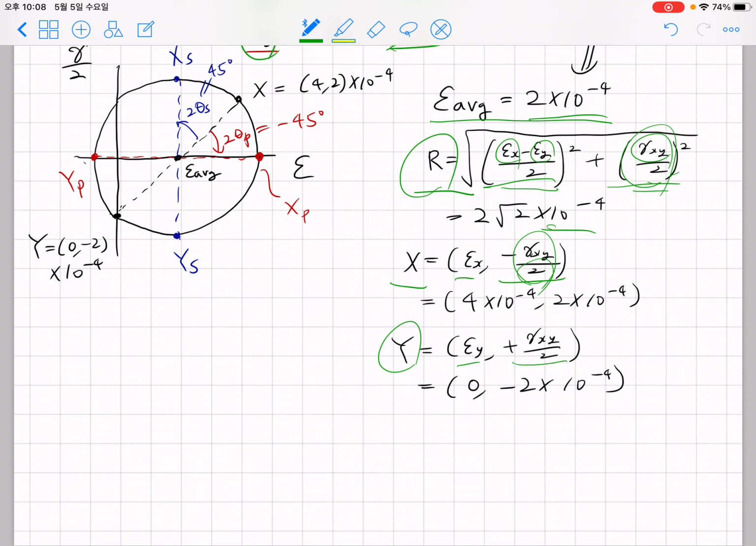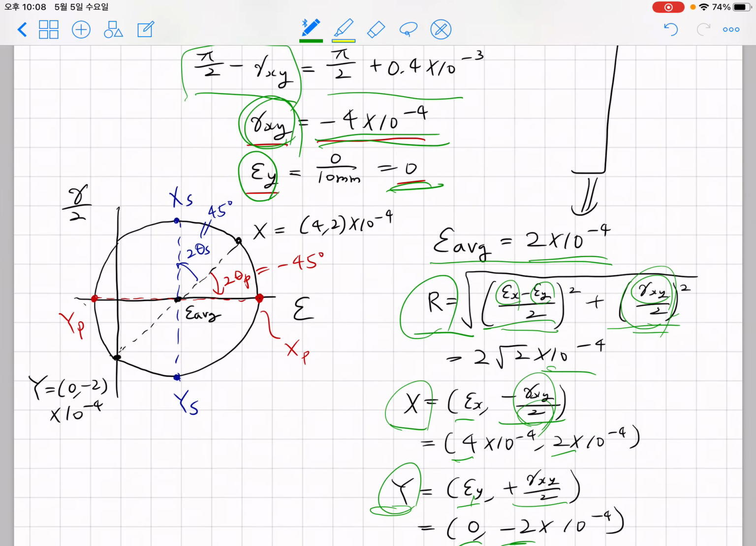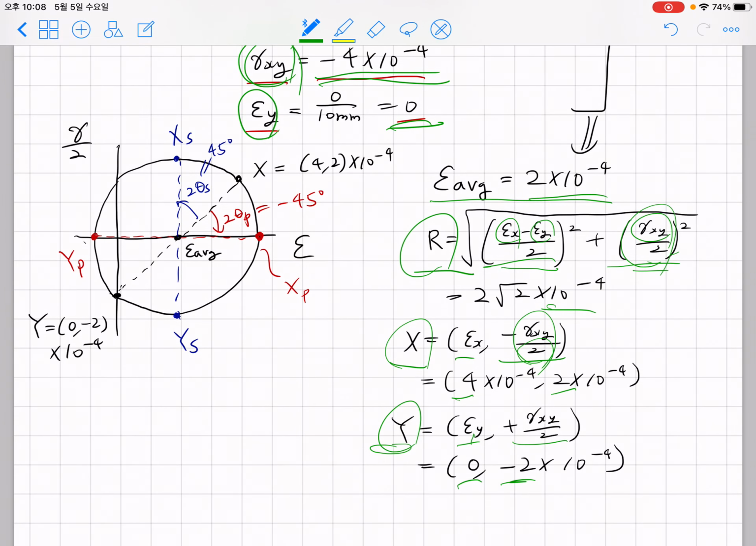So this defines x as (4, 2) and y as (0, negative 2), multiplied by 10 to the negative 4th power. If you specify the x position and y position, it is given as x here and y here, and the origin is here. After completing the Mohr circle, you can find the principal strain values and the maximum shear strain.